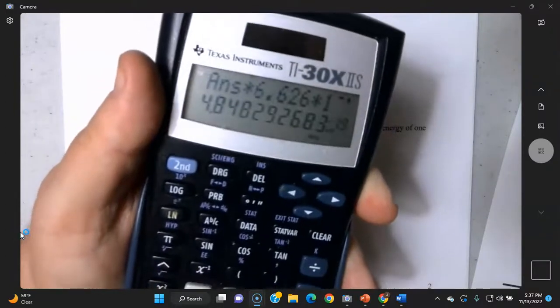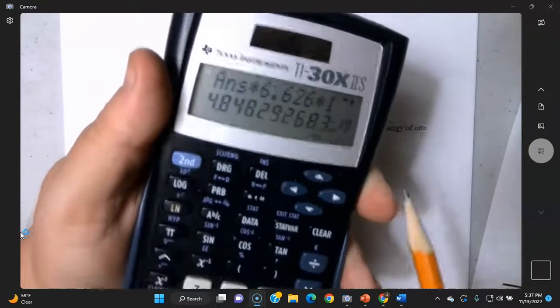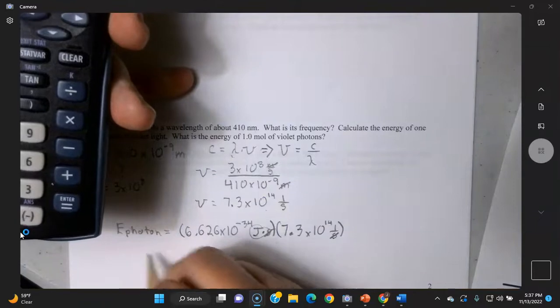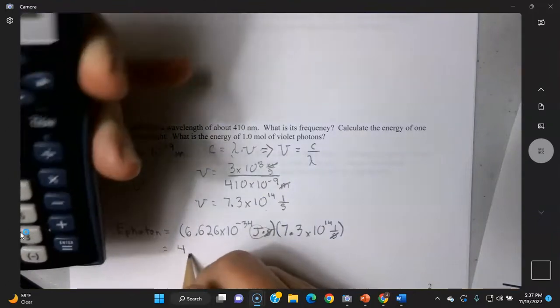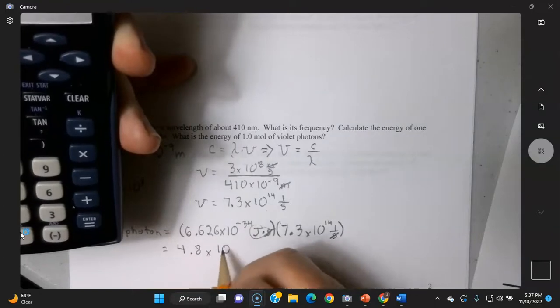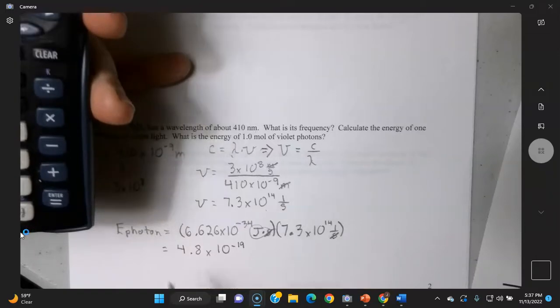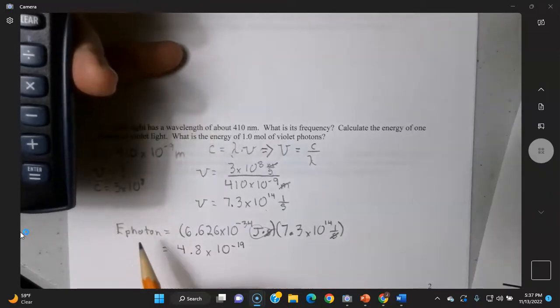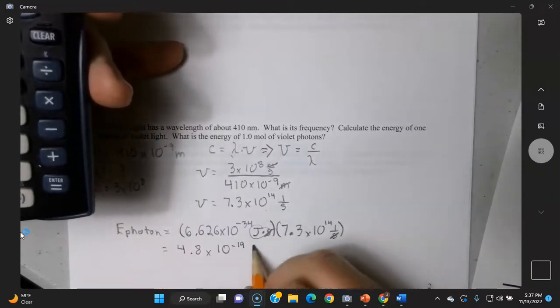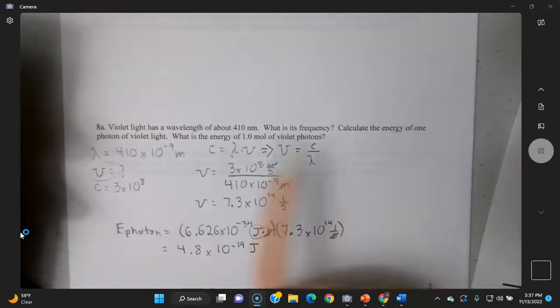And we get 4.8 times 10 to the negative 19th. That's the way the TI-30s show an exponent, negative 19. And that's a typical number, 10 to the minus 19th, that you'll get for the energy in a photon of light. And it's joules. Okay? Calculate the energy of one photon.